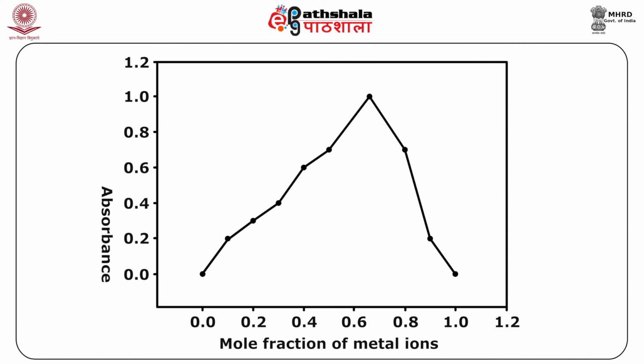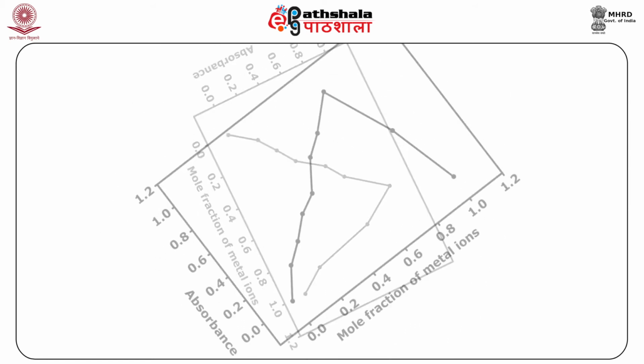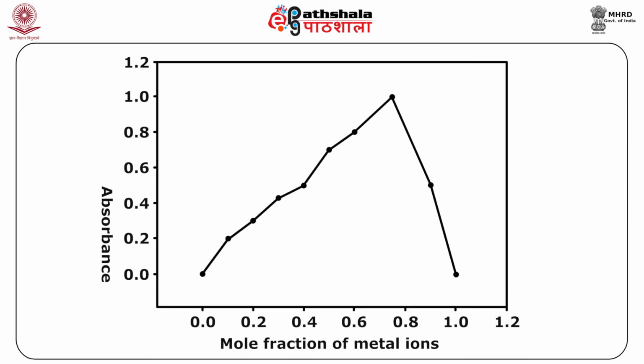Similarly, the second case is where we have a 1:2 complex formation, that is 1 metal ion for 2 ligands. So, it is a bidentate ligand then. As you can see from the graph, the position of the maximum gives us n as 2. Likewise, the third case is where we have a 1:3 metal to ligand ratio, and again from the maximum observed in the graph we obtain n as 3.